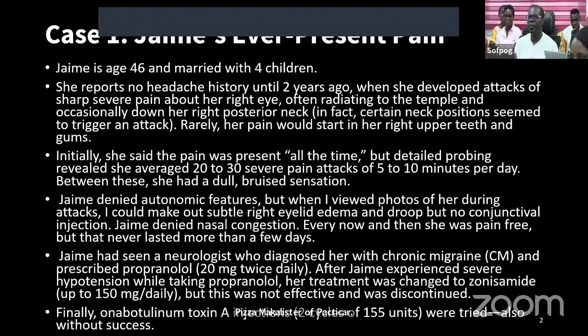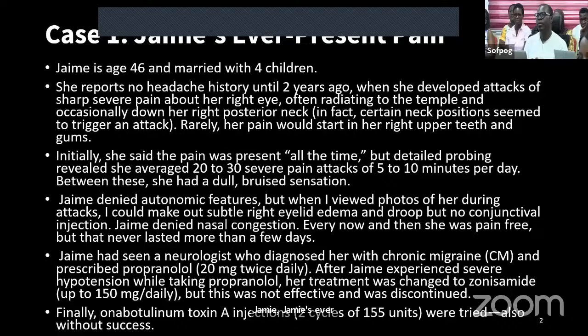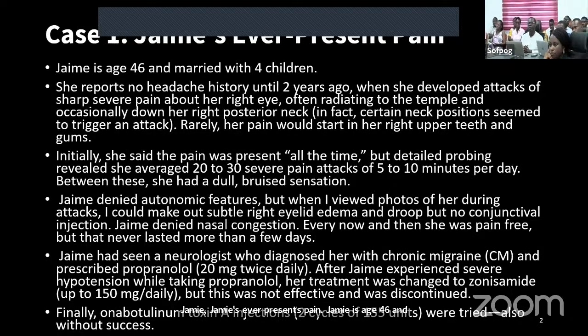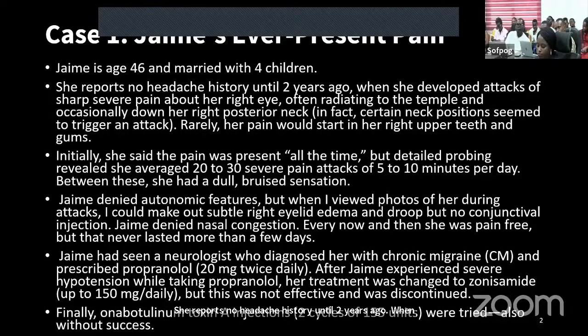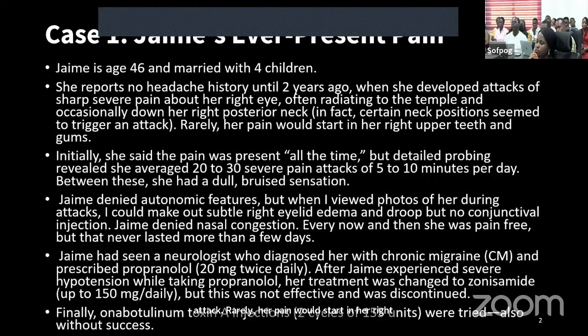Case 1, Jamie's ever-present pain. Jamie is age 46 and married with 4 children. She reports no headache history until 2 years ago when she developed attacks of sharp, severe pain about her right eye, often radiating to the temple and occasionally down her right posterior neck. In fact, certain neck positions seem to trigger an attack. Rarely, her pain would start in her right upper teeth and gums.